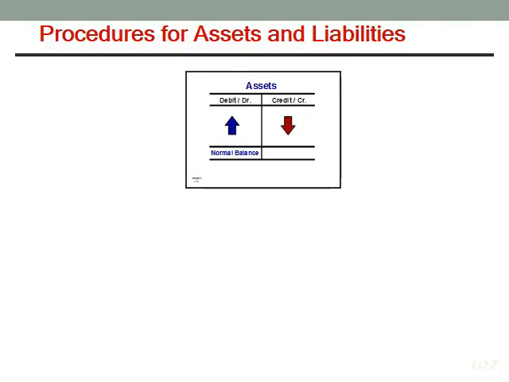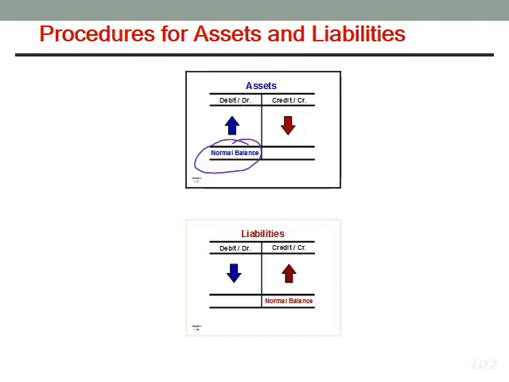If we have a decrease in cash, it's a credit. And you always have a normal balance. The normal balance is the side that increases. So for cash, the normal balance will always be the debit side. Now liabilities are exactly the opposite. All liability accounts increase with a credit and decrease with a debit. And the normal balance is the side that increases, the credit side.